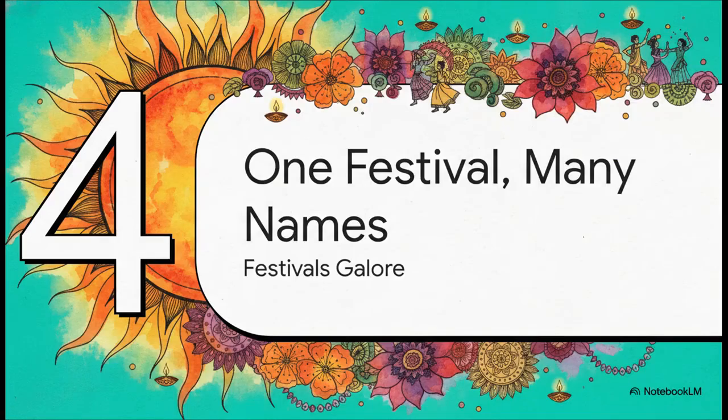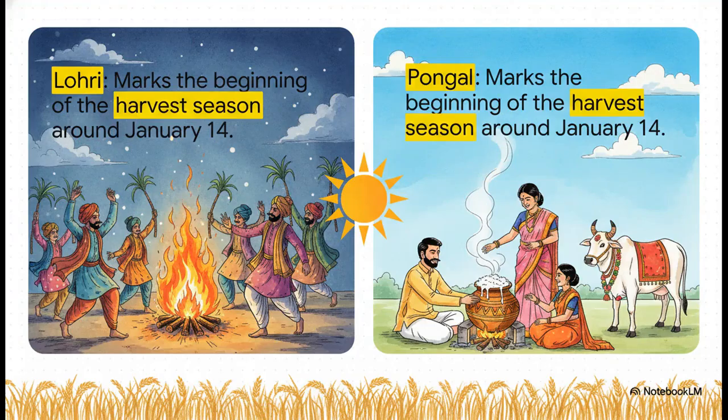Okay, so we've seen it in food, we've seen it in clothing. Where else does this pattern show up? Well, let's talk about festivals. A single event in the sky can spark celebrations across the whole country, each one with its own unique flavor. Let's take two festivals, Lohri in Punjab and Pongal down in Tamil Nadu. Now, at first glance, they seem totally different, right? But if you look just a little bit closer, both are harvest festivals. Both are celebrated in mid-January to mark the changing seasons. The names are different, the customs might be different, but the reason for the party, it's the same.